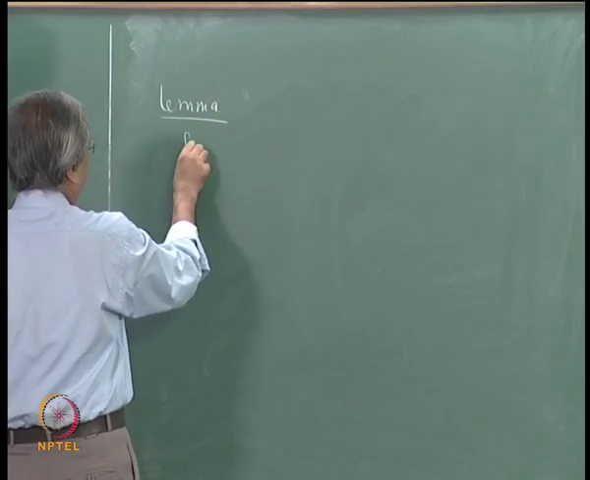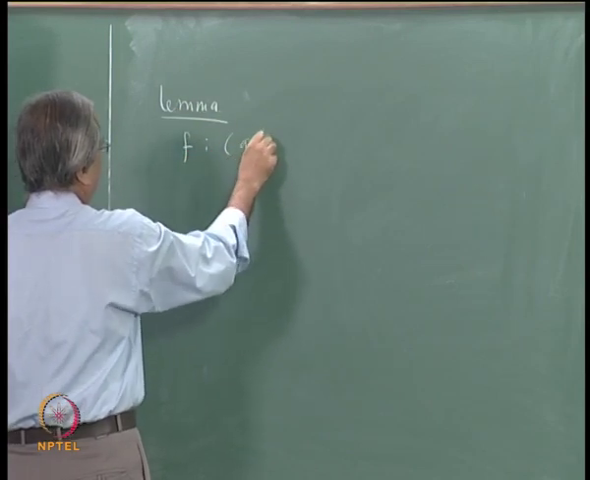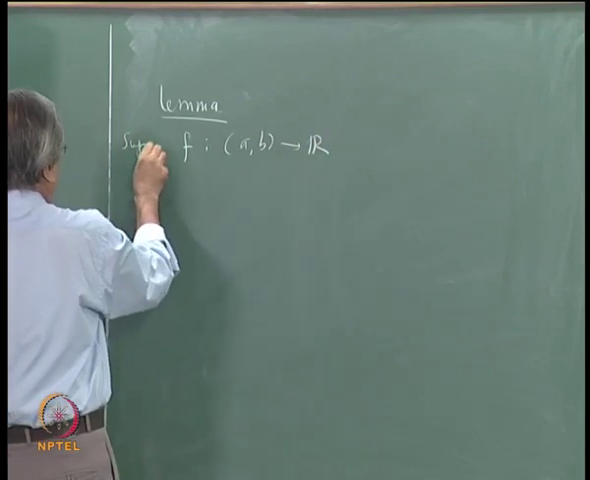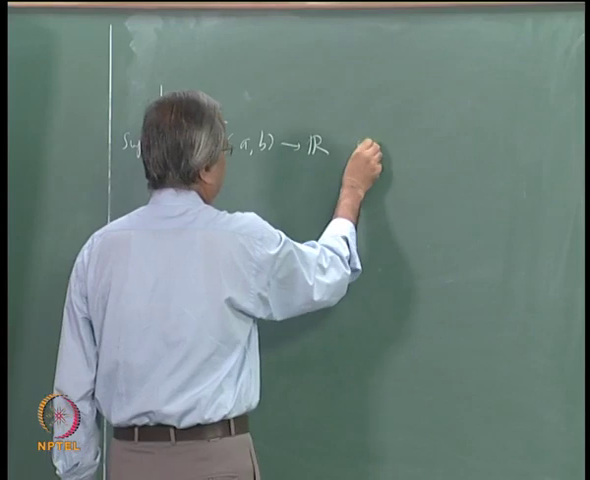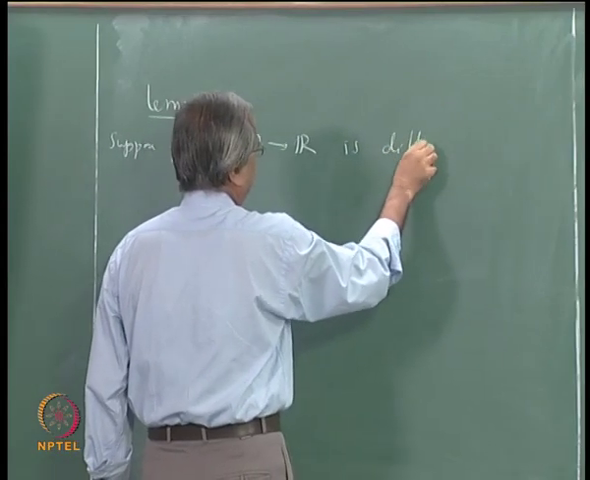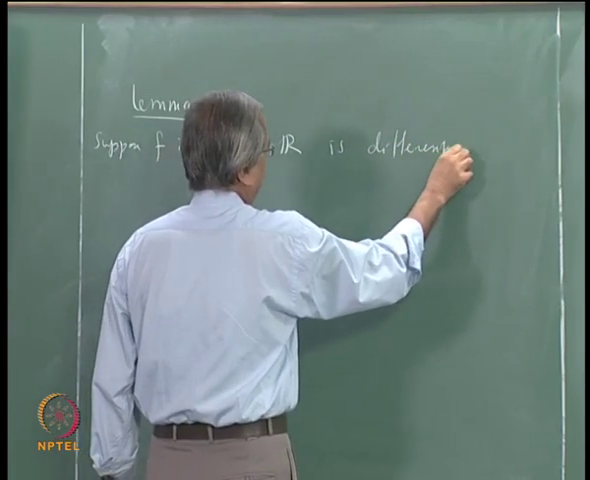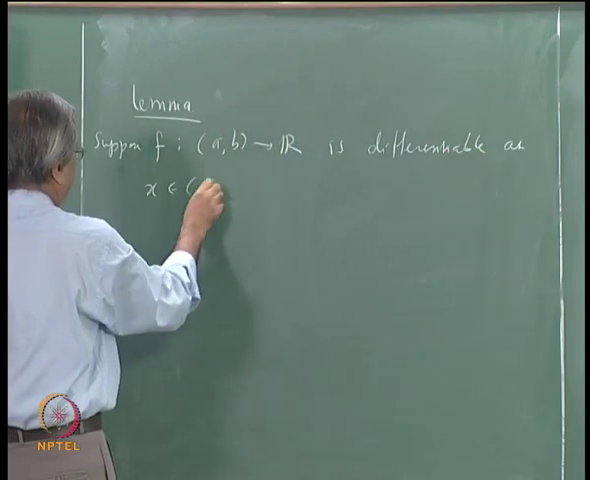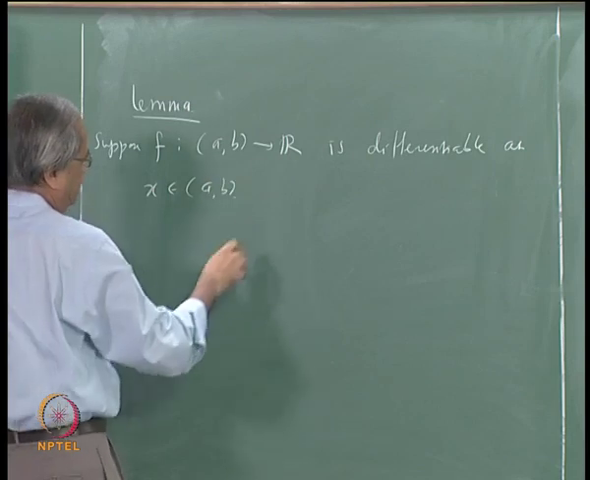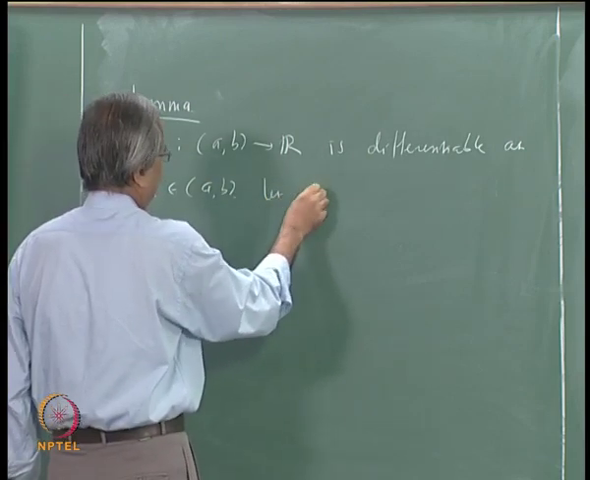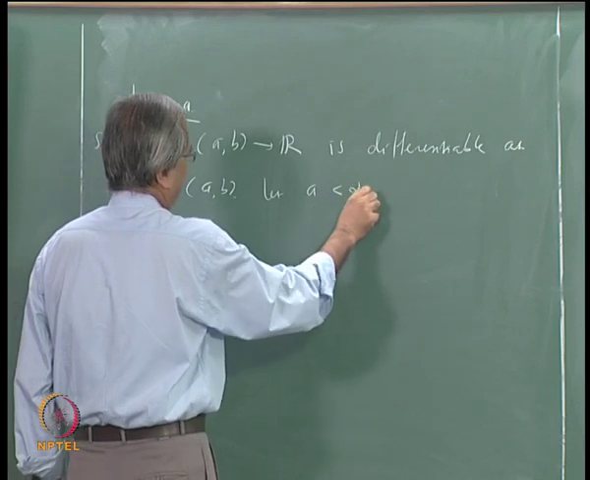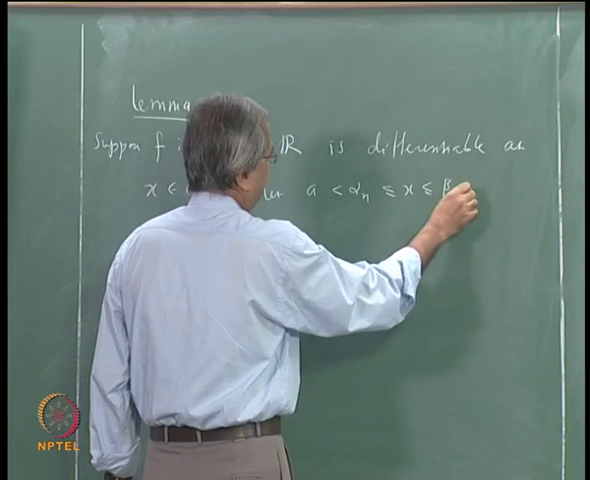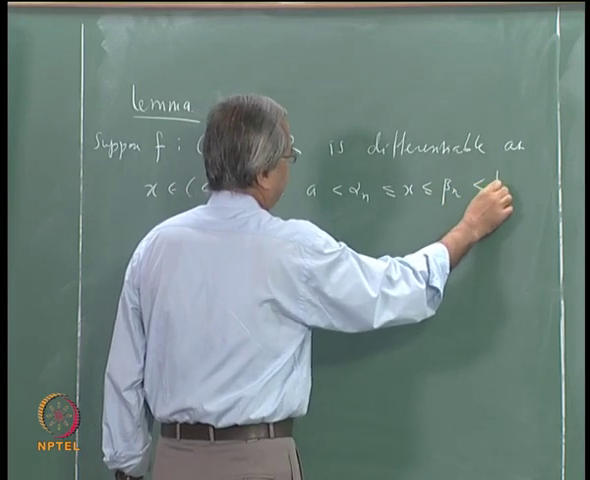Suppose f from (a,b) to R is differentiable at some x in (a,b), and let us consider two sequences. Let us say that a < alpha_n <= x <= beta_n, and beta_n < b.